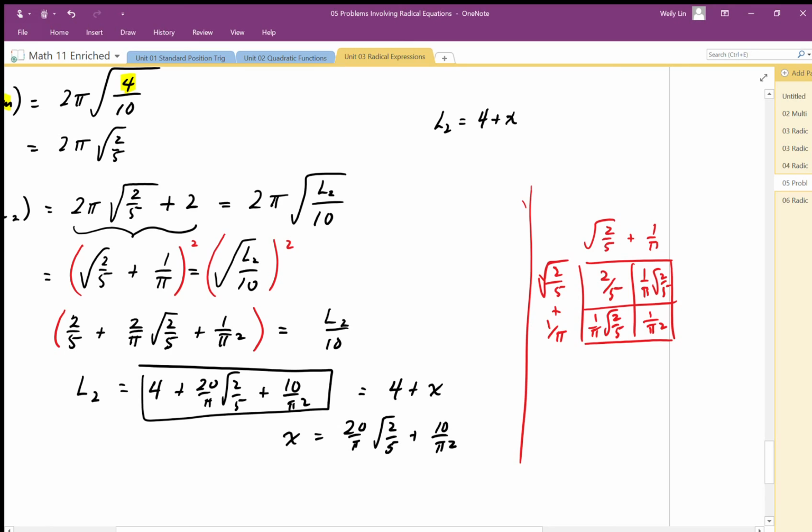So my final answer is going to be x is equal to that value there. Just to make sure that's clear, that's going to be 20 over pi root 2 over 5 plus 10 over pi squared.